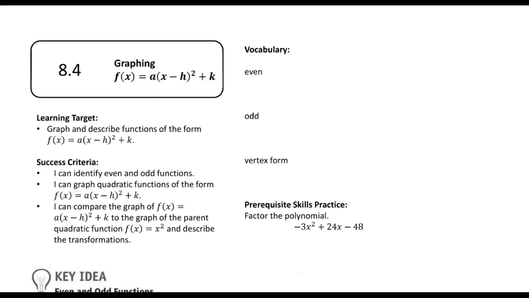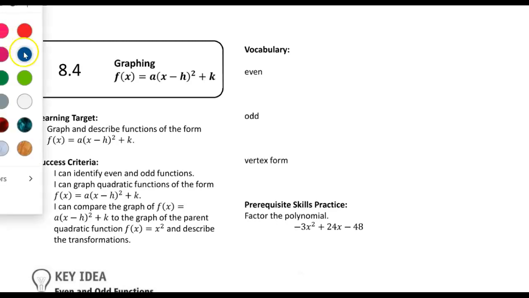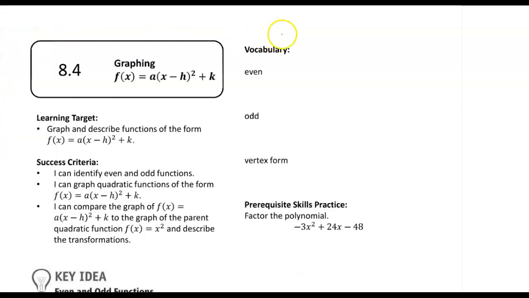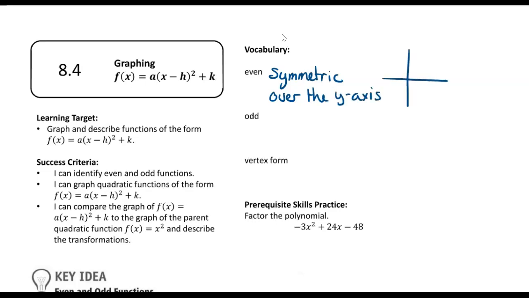Today we're beginning the 8.4 notes, which is graphing in vertex form. Okay, so we are first going to go over our vocabulary. So we're going to talk about even functions, not just even numbers. So even functions are symmetric over the y-axis. So for example, if you had a parabola that has a vertex on the y-axis, its line of symmetry is the y-axis, it would be an even function. It's symmetrical over the y-axis.